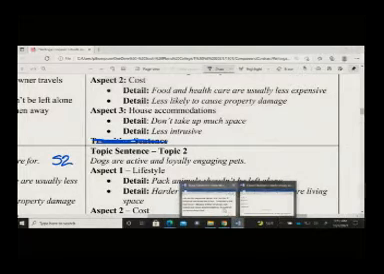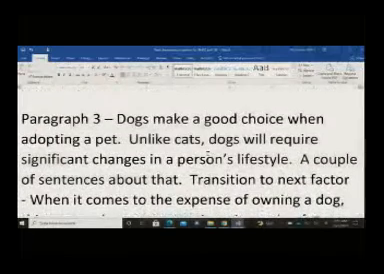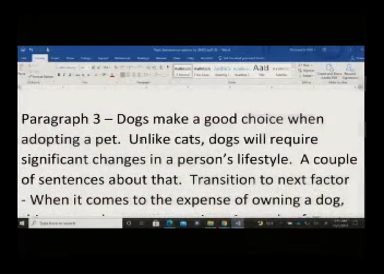All right, so let's go see what's going on over here. Paragraph 3: dogs make a good choice when adopting a pet. Unlike cats, see what you have to do in your third paragraph in block is where you do these contrasting. So you're going to have to say, they make a good choice when adopting a pet. Unlike cats, dogs will require significant changes in a person's lifestyle. So there's my contrast coming in. A couple of sentences about that.